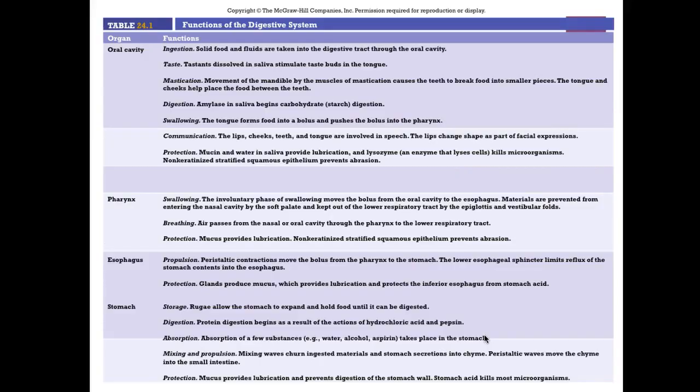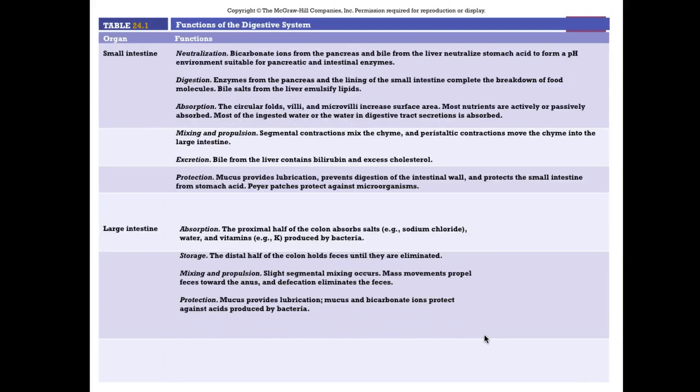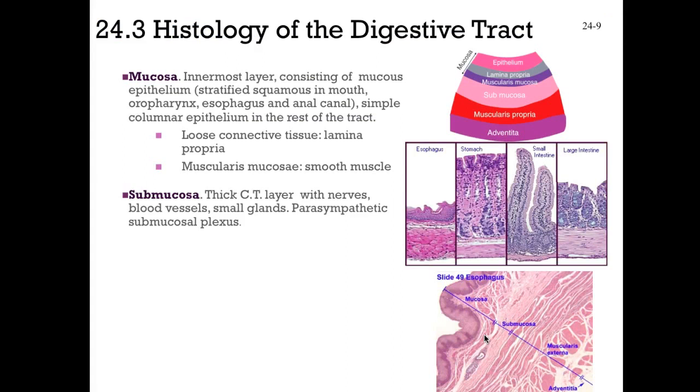So next we have table 24.1, and this is just a summary of all the specific functions that take place throughout the GI tract. So I'll let you read through those on your own. We're going to visit each of the organs in just a moment and discuss their functions as well. So before we do that, we want to talk about some histology of the GI tract.